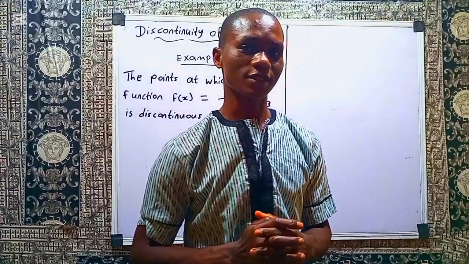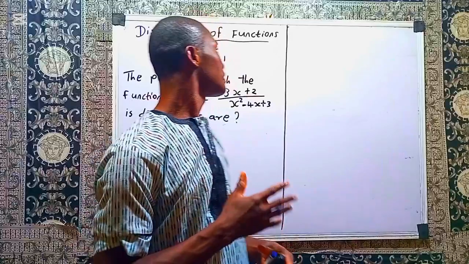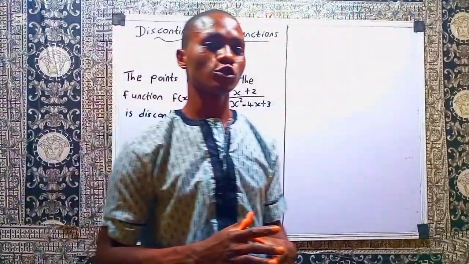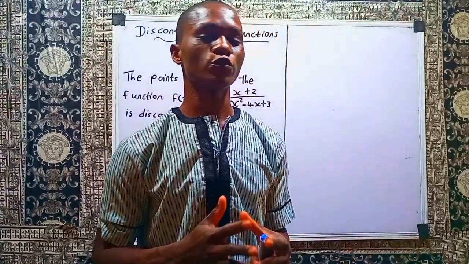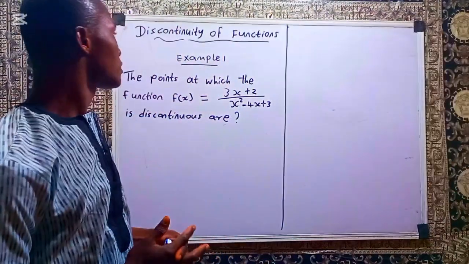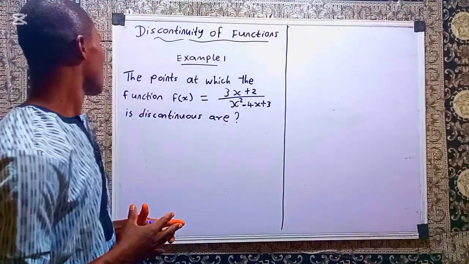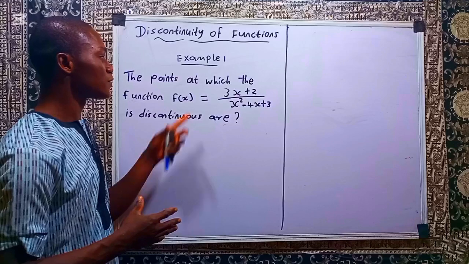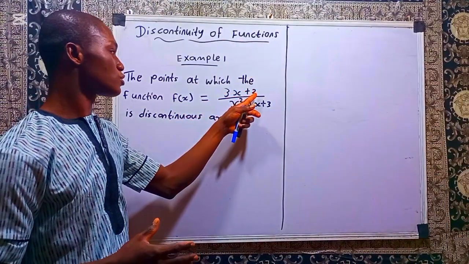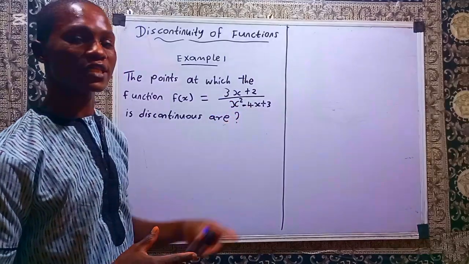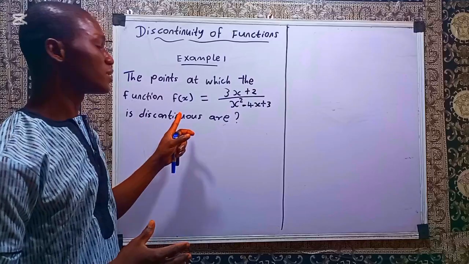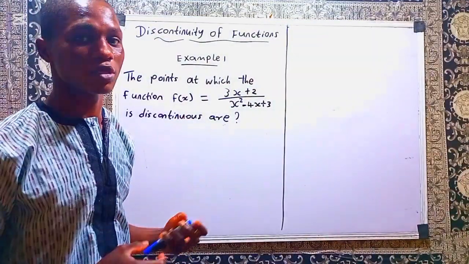This is mathematics class, and today we'll be looking at this topic, discontinuity of functions. In this class, I will show you how to find the points of discontinuity of a given function with some examples. The first question we are looking at is to find the points at which the function f of x, which equals 3x plus 2 divided by x squared minus 4x plus 3, is discontinuous. So this is the question given to us.